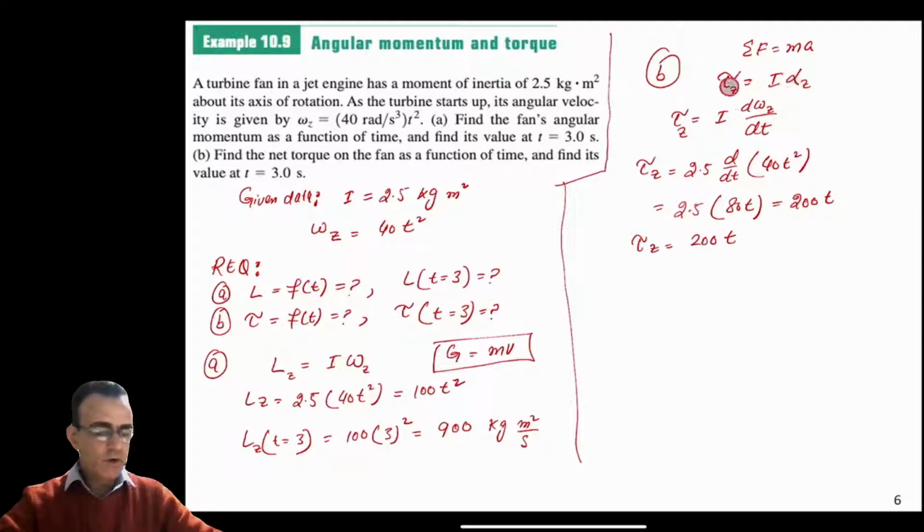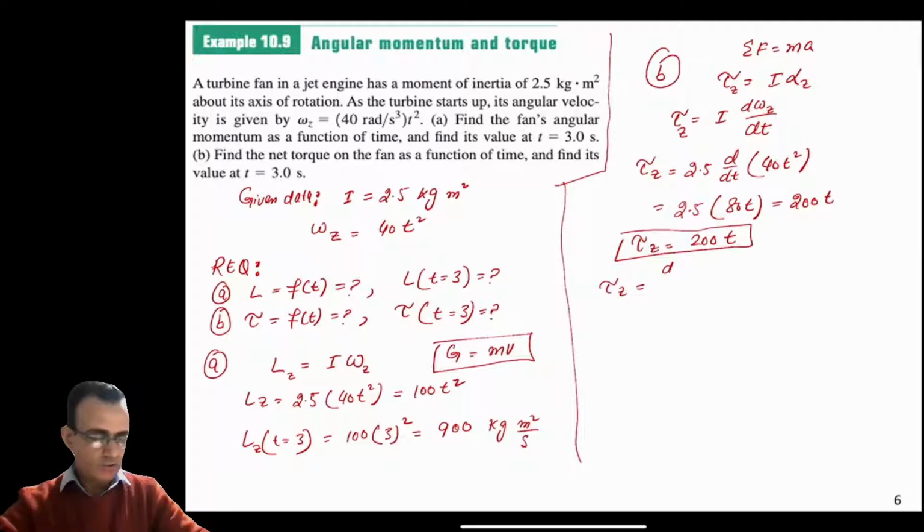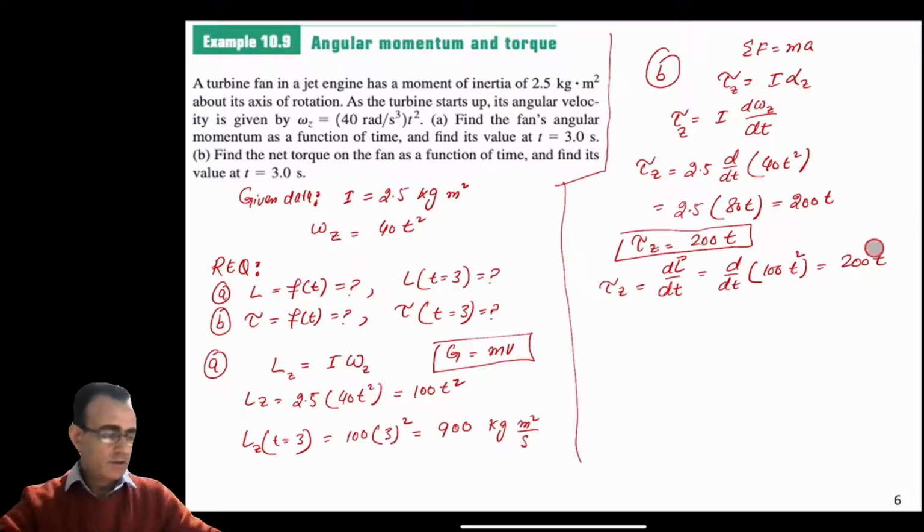This is one way to calculate tau z. Another way to calculate tau z is, according to Newton's second law, that tau z is equal to dL by dt, which is the rate of change of the angular momentum. Because we already calculated the angular momentum, 100 t squared, if you differentiate this, you will again get 200 t, which is the same as this one.